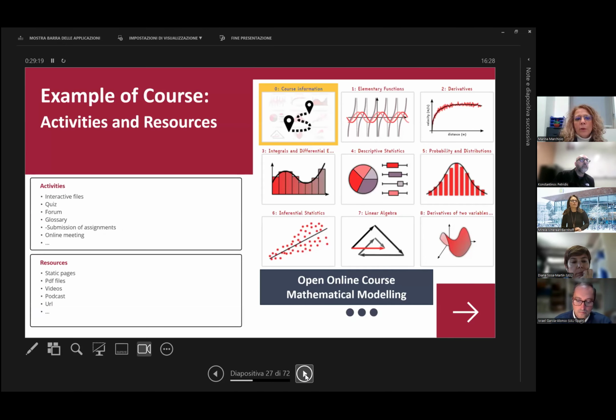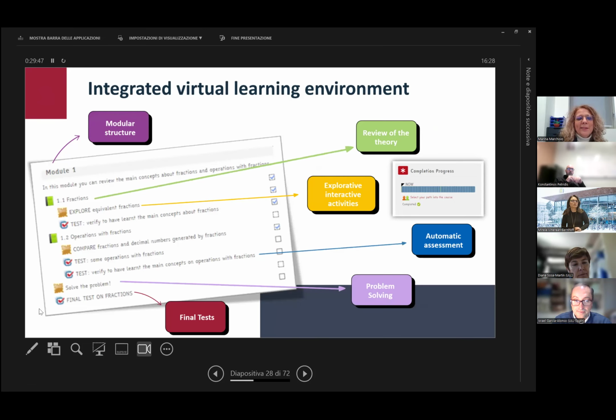This is an example of a course inside the digital learning environment where you can find activities, different interactive files, quizzes, glossary, submission of assignments, but there are also different kinds of resources, from static pages, but also videos, podcasts, and so on. What is interesting, we can see different icons for different kinds of resources. We can organize the courses with a modular structure in order to allow micro-learning.